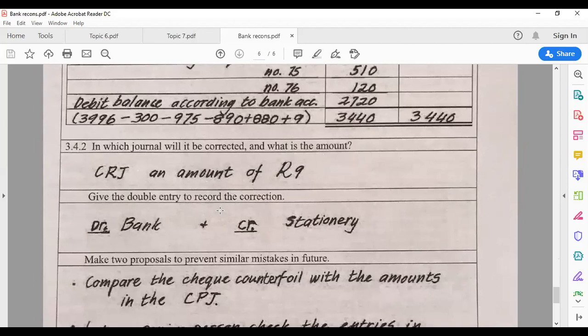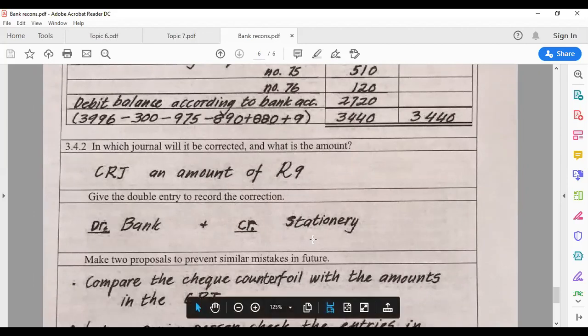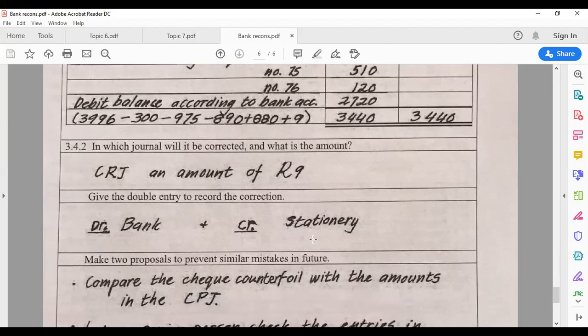So you are just going to decrease the stationery expense because you've accounted for more than you should have. And I'm going to debit my bank.